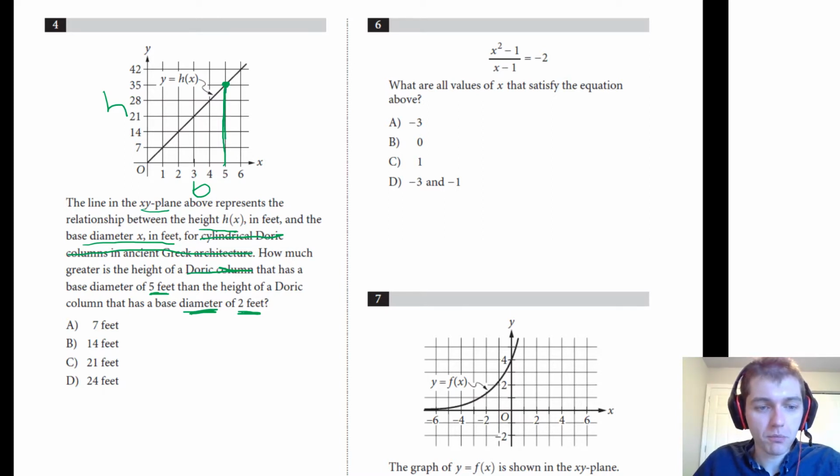So back to the problem, they have the base diameter of 5 feet, which you can see equates to a height of 35 feet. And then they're asking how much greater is it than when it has a base diameter of 2, and you can take that up to see that with a base diameter of 2, it has a height of 14 feet. So how much greater means subtract, and that is equal to 21 feet greater, and that is answer C.